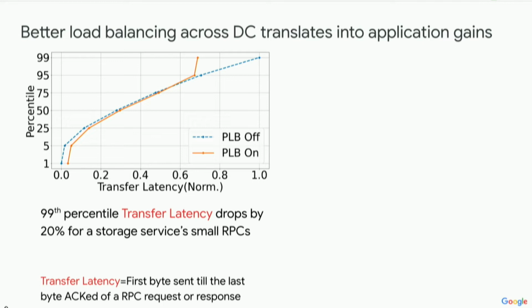The gains from the switch-level load imbalance translate into better performance for DCN applications too. The left graph here shows the effect on transfer latency for small RPCs of a storage workload. The transfer latency is the time spent between the first byte sent and the last byte acked for an RPC. As PLB reacts to congestion, its effect is most evident at the tail, where it reduces the 99th percentile by 20% as it moves the small flows away from the congested hotspots. There is an interesting crossover in the graph, as you can see in the middle. PLB pushes more traffic towards lowly utilized links, which means that there is a slightly elevated transfer latency at lower percentiles.